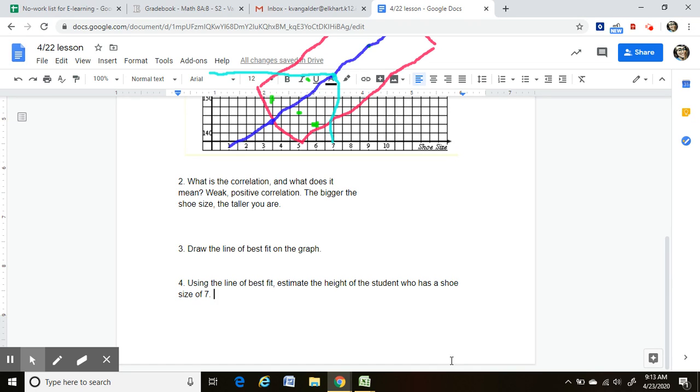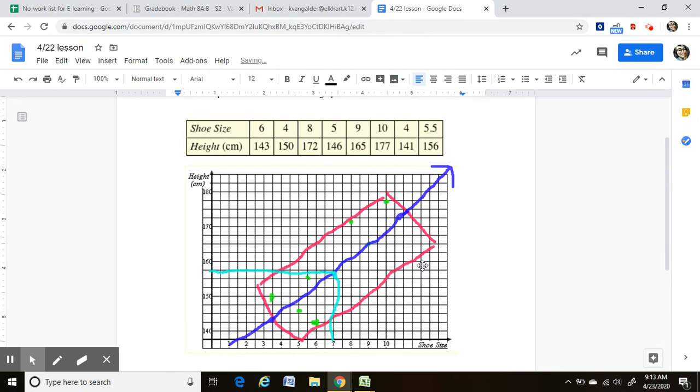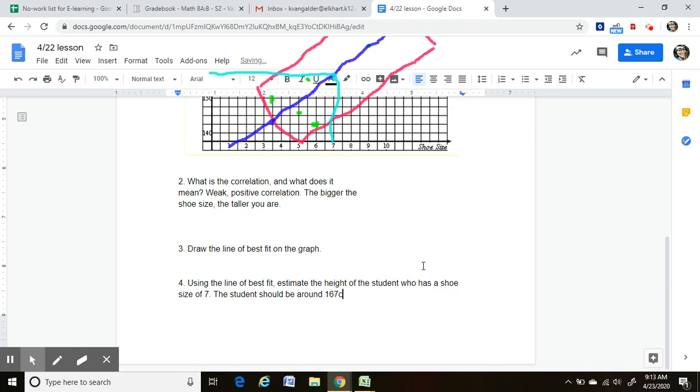If it's still around this area, I'd say anything from 160 to 180, because I'm going to have a big range on this. So what did I say? Student, oh Lord, the student should be around 167. I think we're measuring in inches, right? Oh, centimeters. Oh yeah, 167 inches would probably be physically impossible, so don't mind me. So there we go. There's our answers.